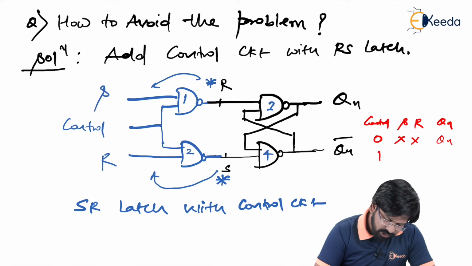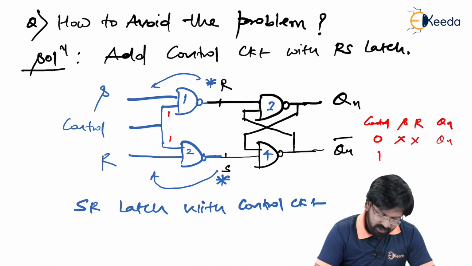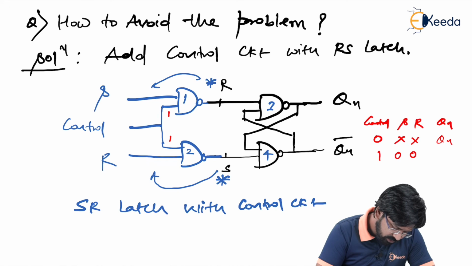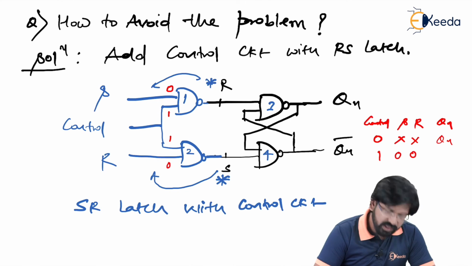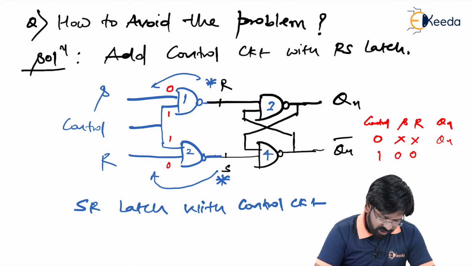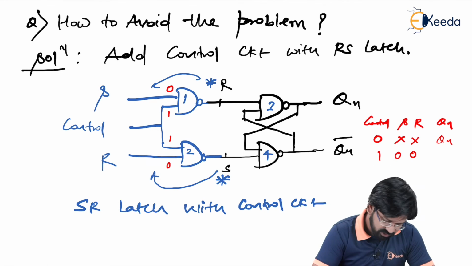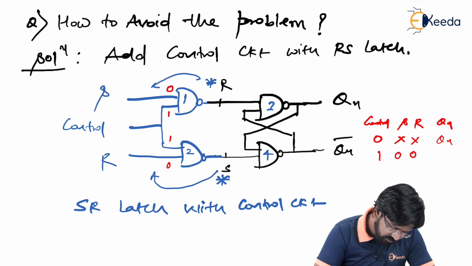Now since control is equal to 1, both the inputs are 1. Let us assume S equal to 0, R equal to 0. So S value equal to 0, R value equal to 0. Now look at the first NAND gate. As you can see, in the first NAND gate, one of the inputs is equal to 0. So the property of the NAND gate says when one of the inputs is fixed to 0, output is by default 1, which causes this R to become 1.